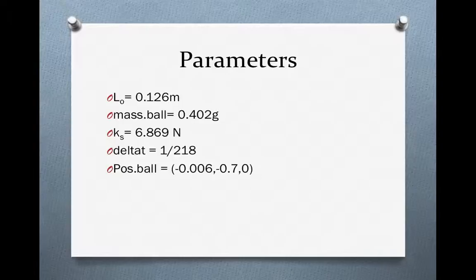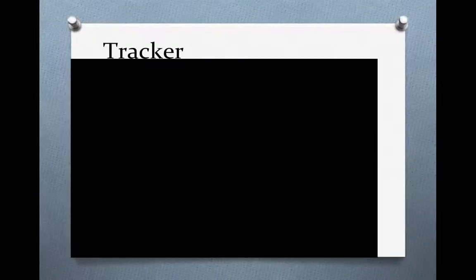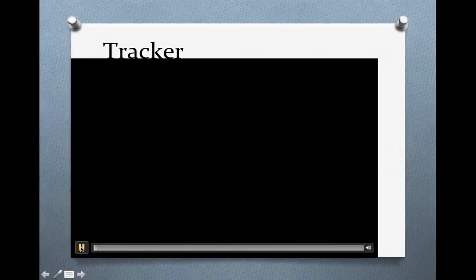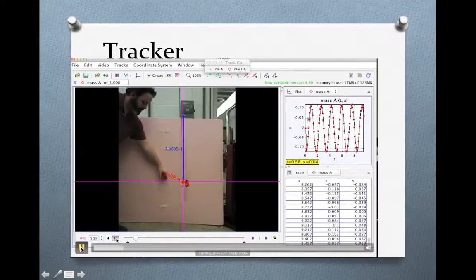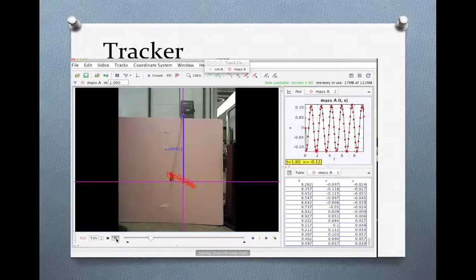0.000726. These are the parameters I set when using Tracker to track the motion of the ball on the spring. This is the Tracker video that we were given to analyze. You can see how the ball is moving in both X and Y directions. The delta T is 1/10 of a second, and you can see that the spring forms an oscillating motion.